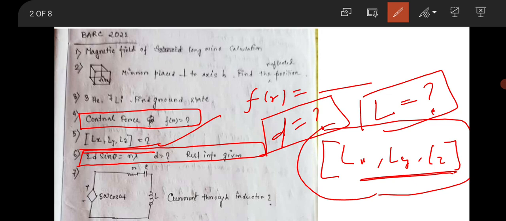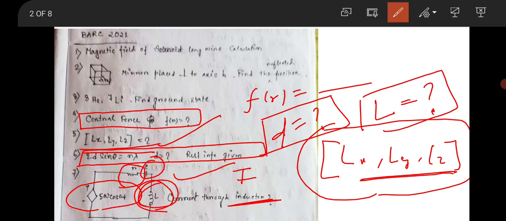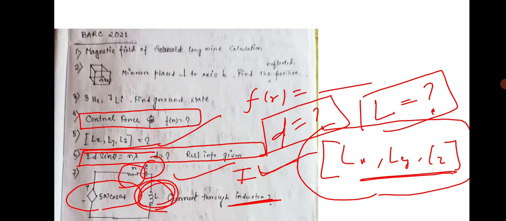Then there was an electronics question. A source was given, 500 cos omega t. A resistance R was connected, and there was a capacitor C and an inductor L. The question asked what is the amount of current flowing through this inductor L. So how much current is flowing through this inductor? So these are the questions.